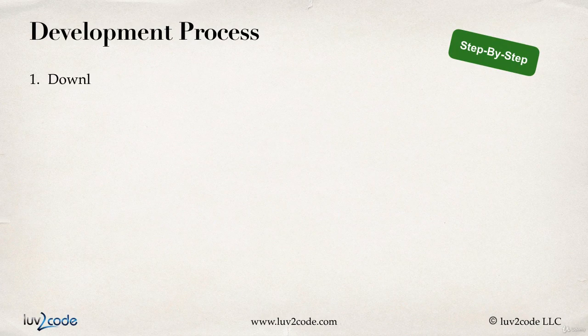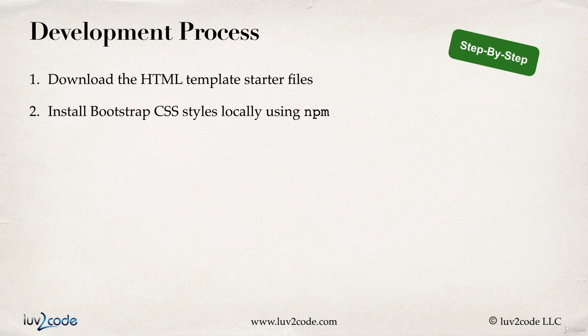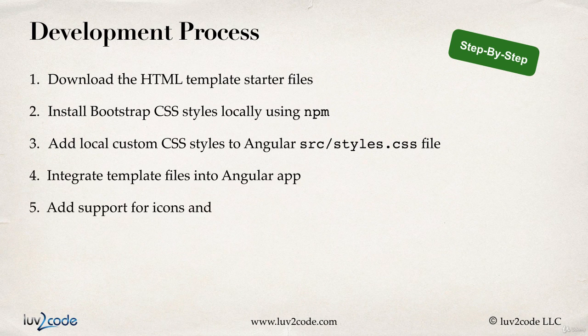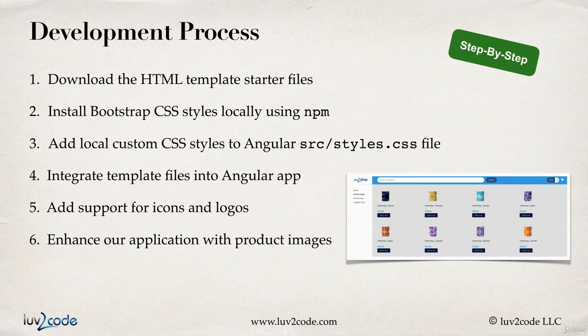Alrighty, so our development process: we'll download the HTML template starter files, then we'll install Bootstrap CSS styles locally using npm, and then we'll add the local custom CSS styles to our Angular styles CSS file. Next, we'll integrate the template files into the Angular app. We'll add support for icons and logos. And then finally, we'll enhance our application with product images.